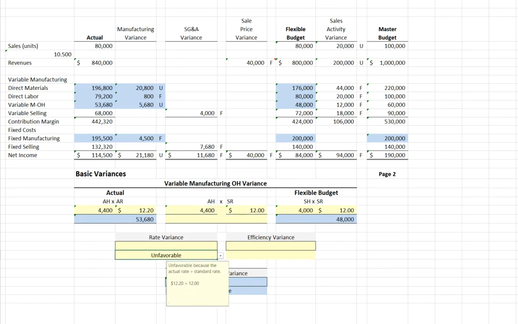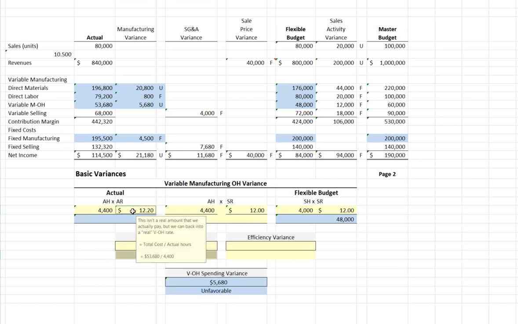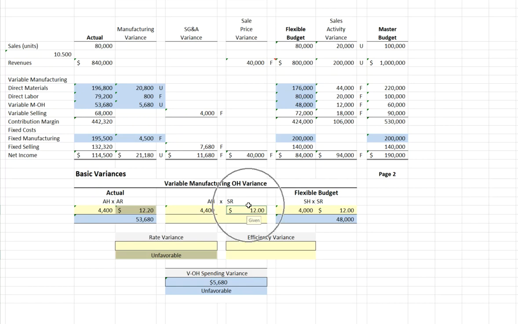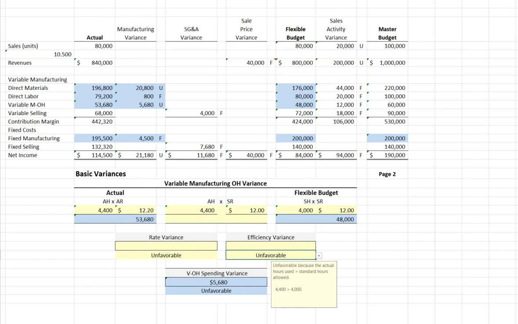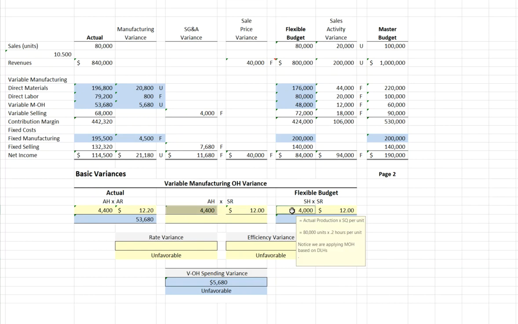We can see our rate variance is in this case unfavorable because our $12.20 rate, actual rate, pretend actual rate, is greater than our predetermined overhead rate or standard rate of $12 per hour. Our efficiency variance is once again unfavorable because it took us 4,400 hours longer than the 4,000 it should have taken us.